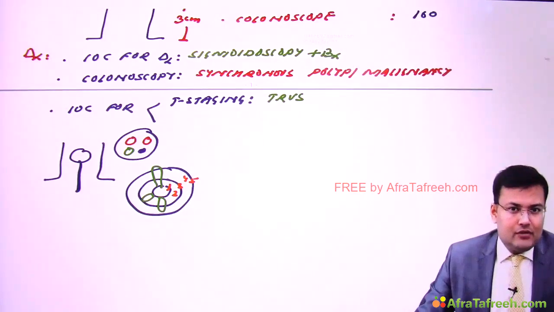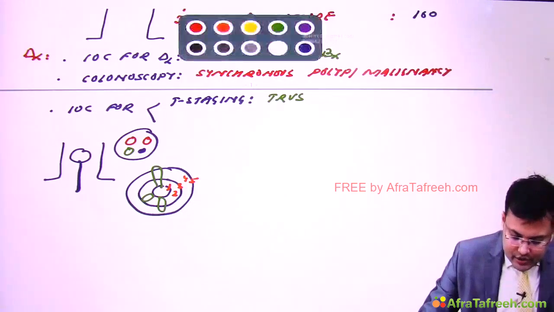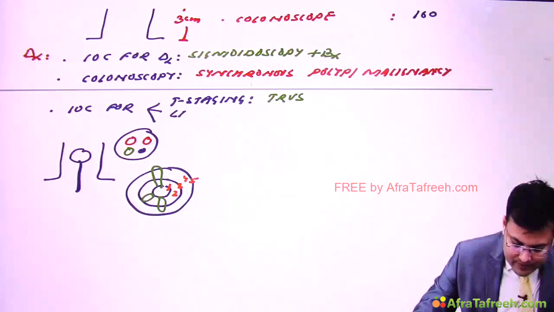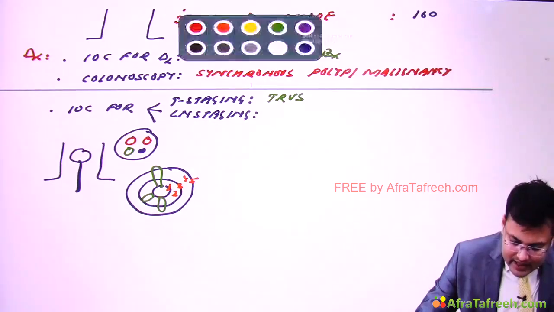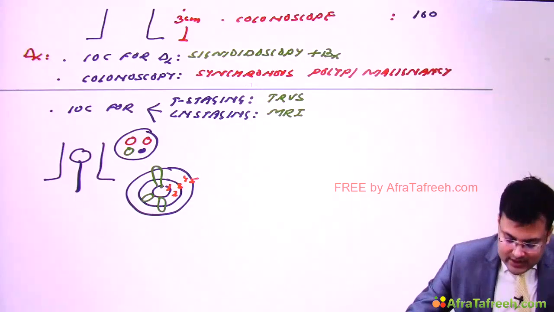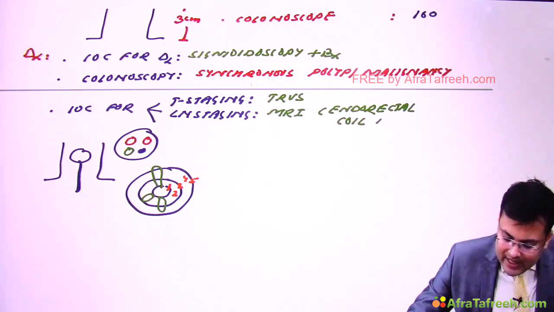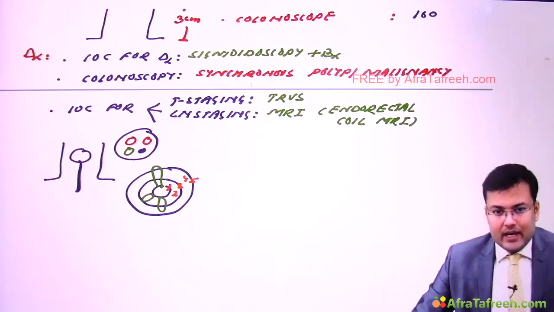So for lymph node staging, what is the best investigation or investigation of choice? Investigation of choice for lymph node staging is MRI. We use a special type of MRI, and what's that? It's known as endorectal coil MRI. In short, it's known as endo MRI.